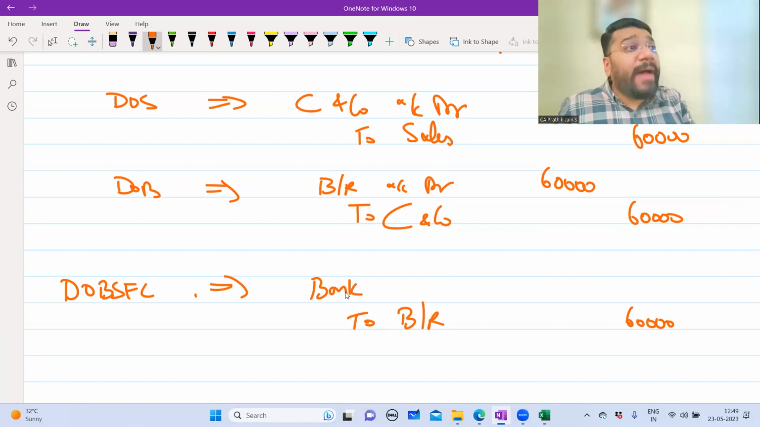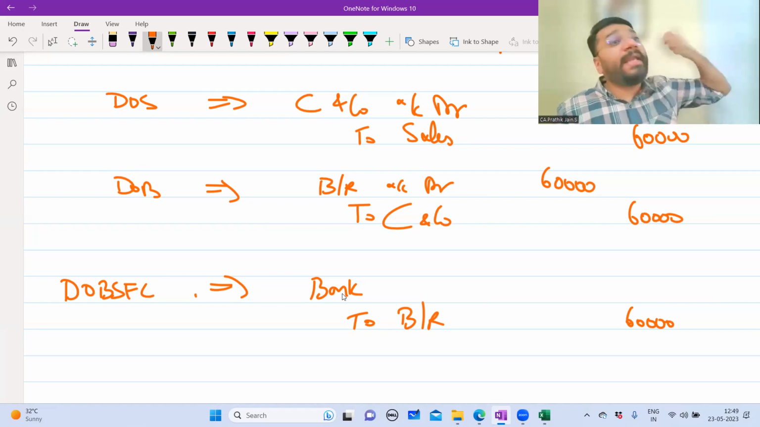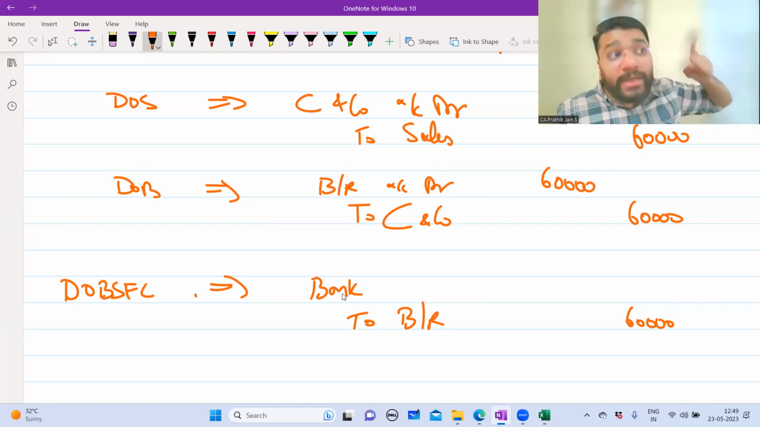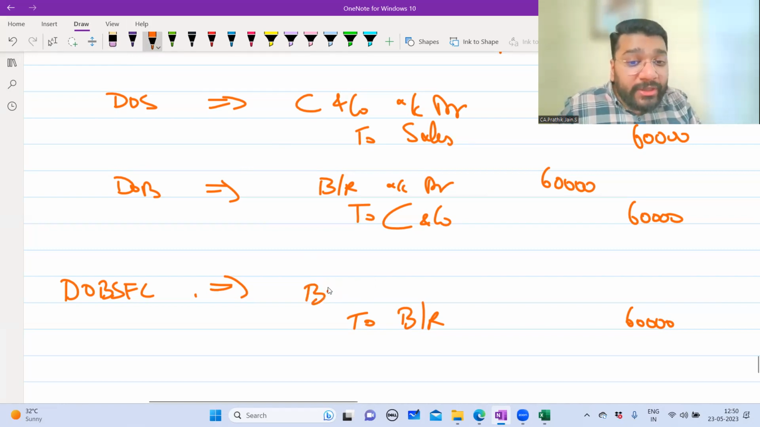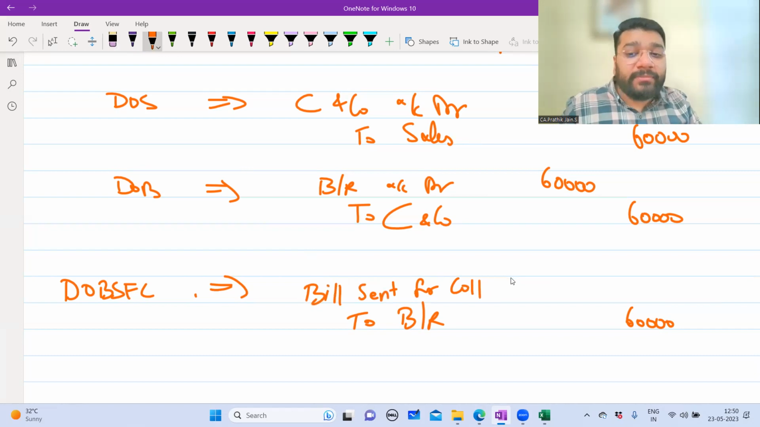Guys, when do we debit bank in the journal, in the entire accounting process? Whenever we receive money from the banker, that is when we debit bank. So if you debit bank here, it will sound as if the money has come to your bank account already. But did you get the money in your bank account? No. So you cannot put bank here. Instead, we create a new account called bill sent for collection, 60,000 rupees.